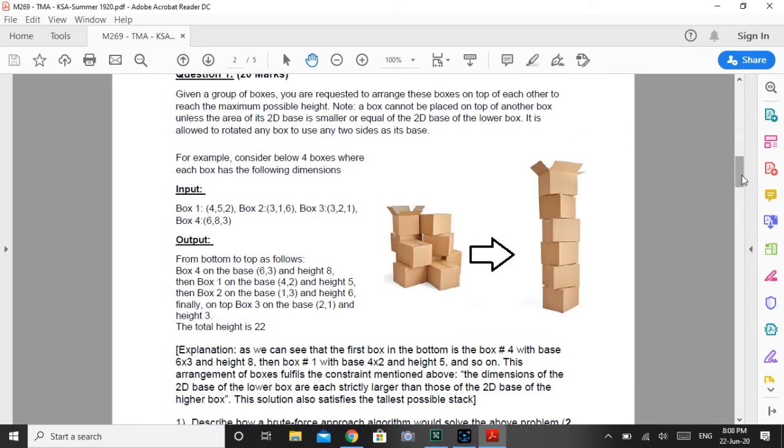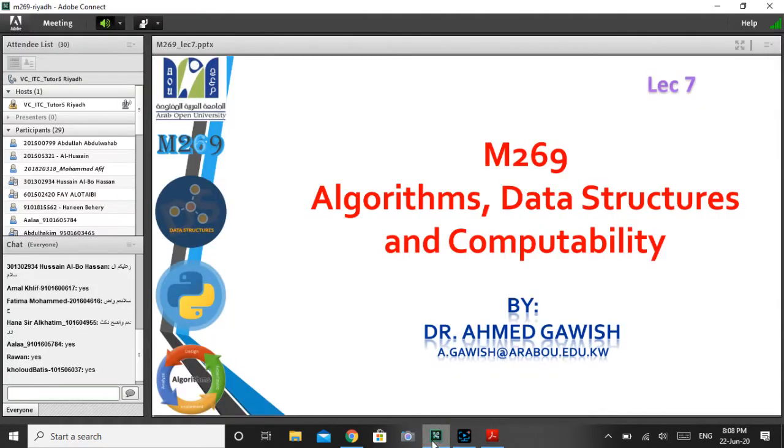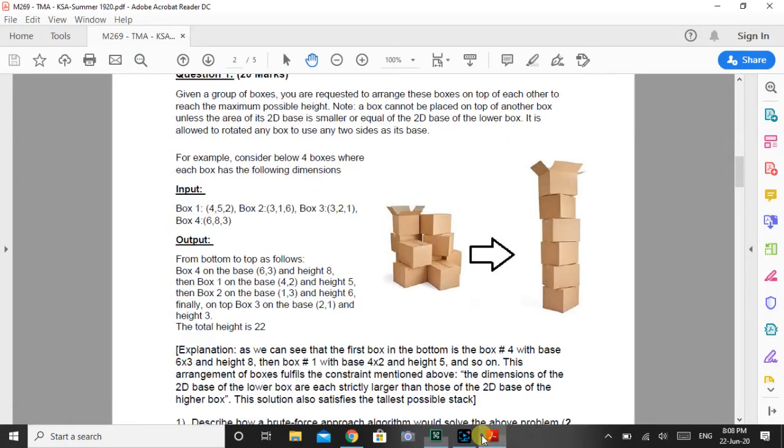What you can see is actually the other constraint, or the other option that you have, is that you can rotate the box as you like. You can switch, so the bases might be different. For example, in the input, the example given to you in the TMA, box one has the sizes 4, 5, 2. So you can say that the base is 4 by 2 and the height is 5. Somebody might say the base is 5 by 2 and the height is 4, and so on. You can rotate the dimensions as you like.